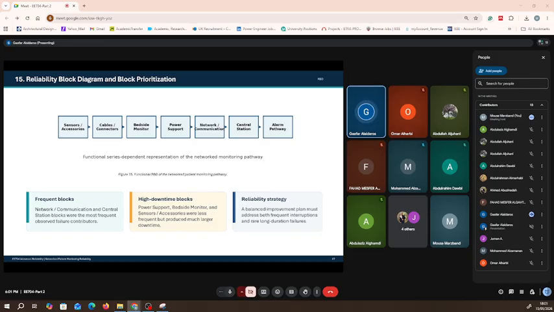This slide presents the functional reliability block diagram for the network monitoring pathway. The blocks include sensor and accessories, bedside monitor, power support, network communication, central station, and alarm response pathway. The purpose of the reliability block diagram is not to show every physical circuit inside the device, and instead it represents the functional dependencies required for successful monitoring.